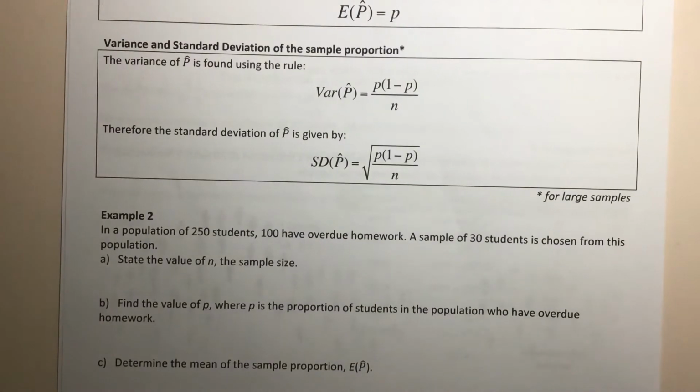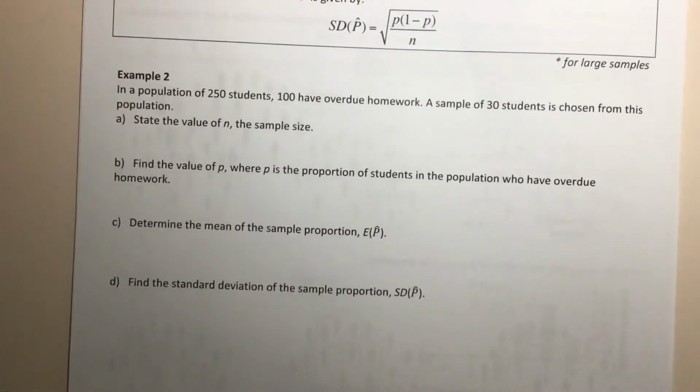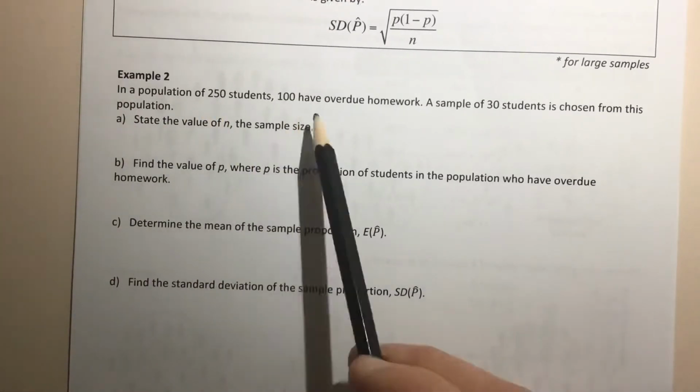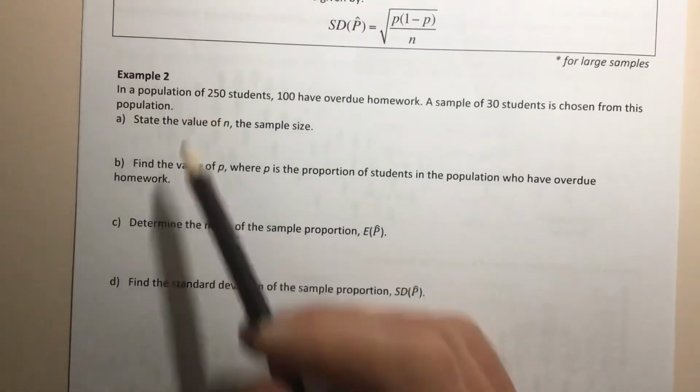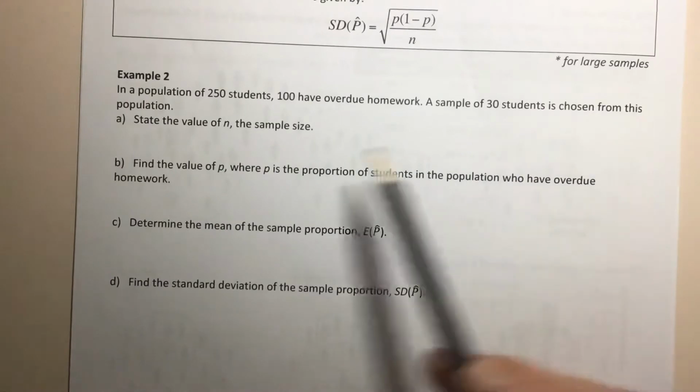As always, sometimes when you jump into some examples, these formulas start to come together and make sense, so let's do that right now. In a population of 250 students, 100 have overdue homework, right? So our population is 250. A sample of 30 students is chosen from this population.